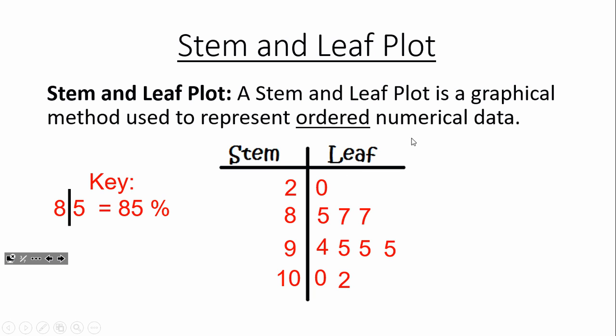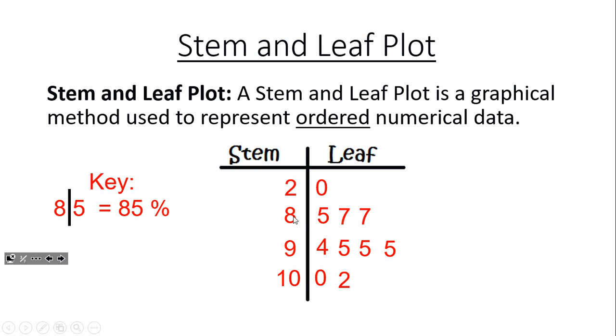So instead of writing out 80, 85, 87, 87, 94, and so on, you can write it in this nice, neat package called a stem and leaf. Now the way this works is this number here represents the tens digit, and this number represents the ones digit. So your stem is your tens digit, your leaf is your ones digit. So looking at it again, this is your 8 or 80, and this is your 5. So 85% is what this person scored.